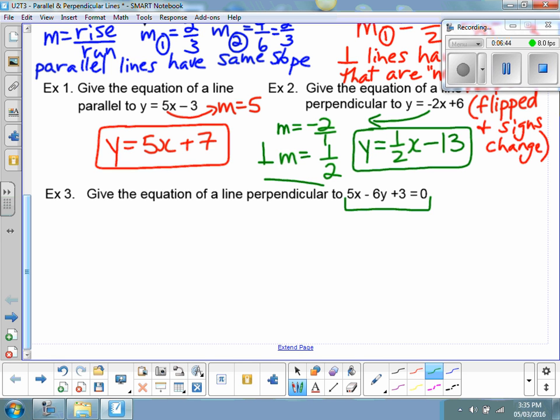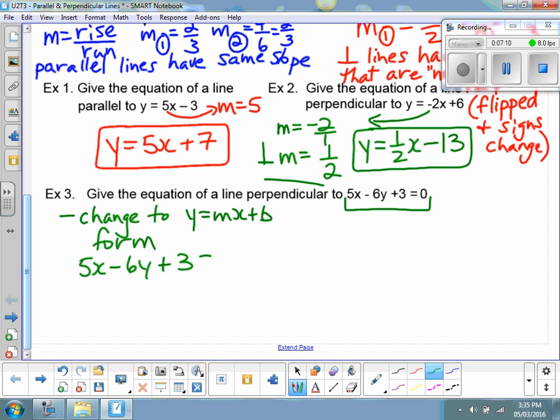So one thing we could do is change to y equals mx plus b form. If we can change it to slope y-intercept form, like it was in examples 1 and 2, it's easy to pick out what the slope is. So if we do that work here, I'm going to write down my 5x minus 6y plus 3 equals 0.